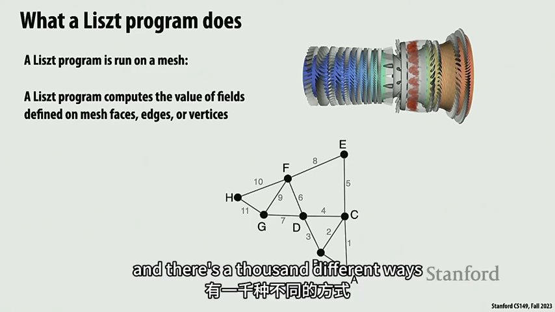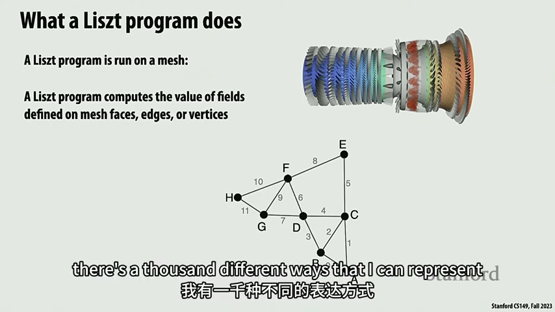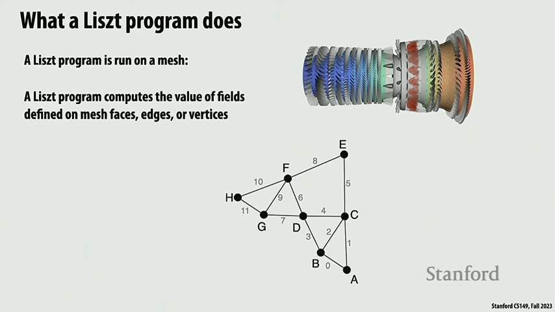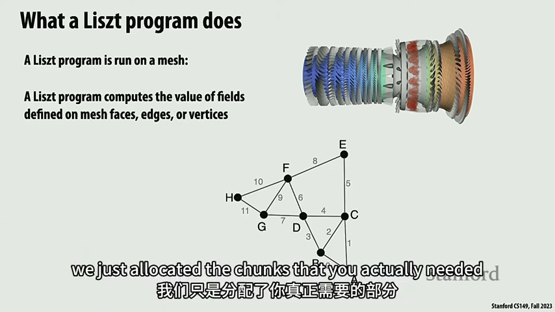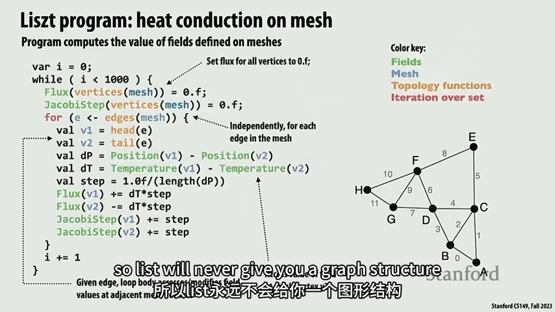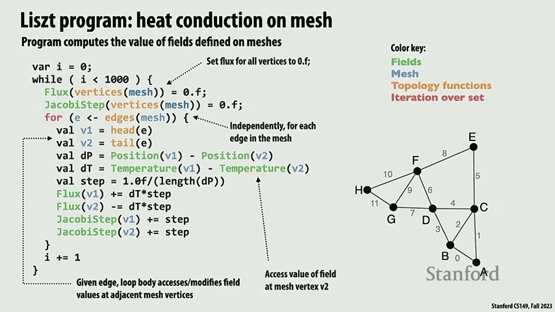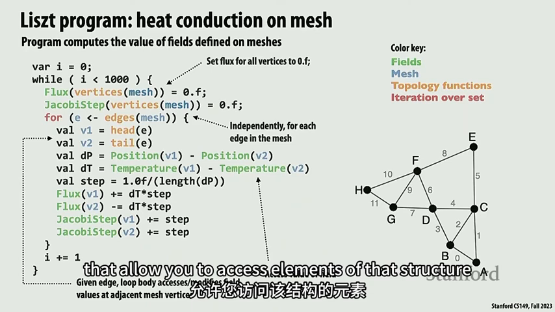So all of them give you some abstract notion of a graph. And there's 1,000 different ways I can represent a graph in a computer, in the same way that there's 1,000 different ways that I can represent an ND tensor. In Halide, we never allocated the whole tensor. We just allocated the chunks that you actually needed. That could be true of graphs as well. So Liszt will never give you a graph structure. It'll only give you a set of functions that allow you to access elements of that structure.